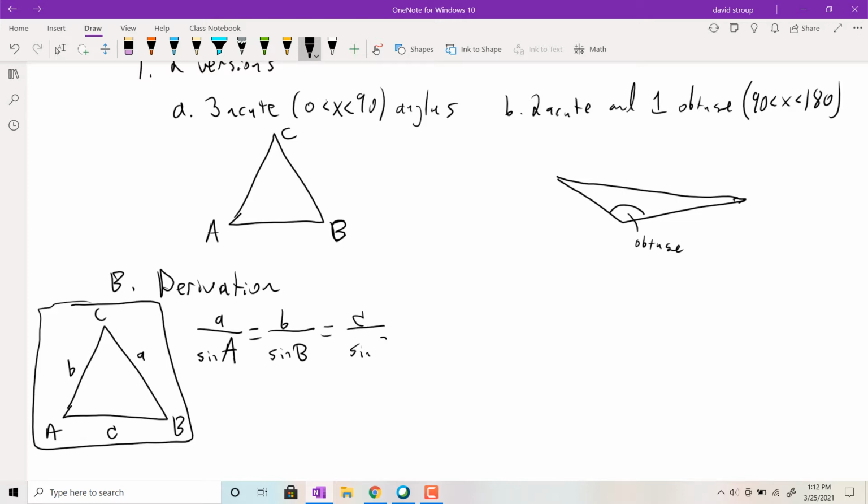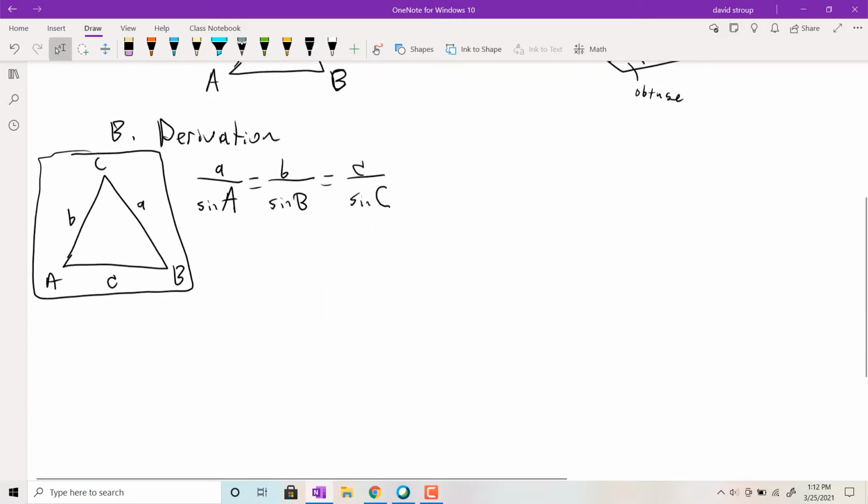Usually this is the way they write the law of sines, but in practice you're only using two at a time. You're not going to be using a triple equation. You'll pick the first one and the second one, or the first and the third, or the second and the third. Then you'll be able to use that to solve for unknown parts of the triangle.